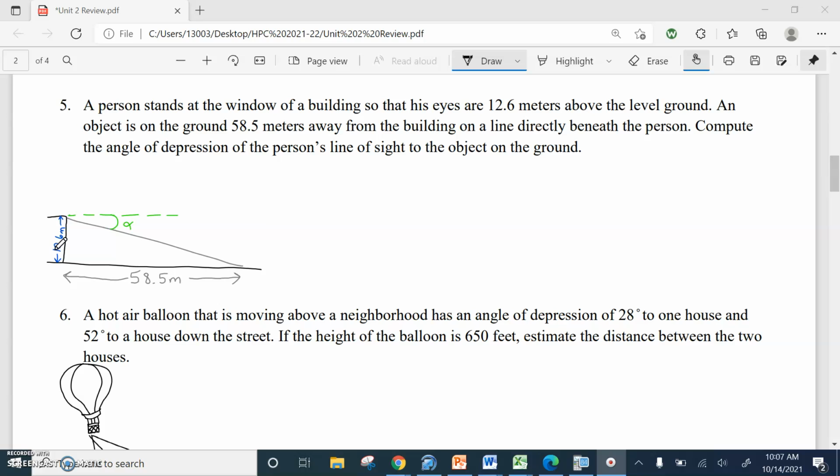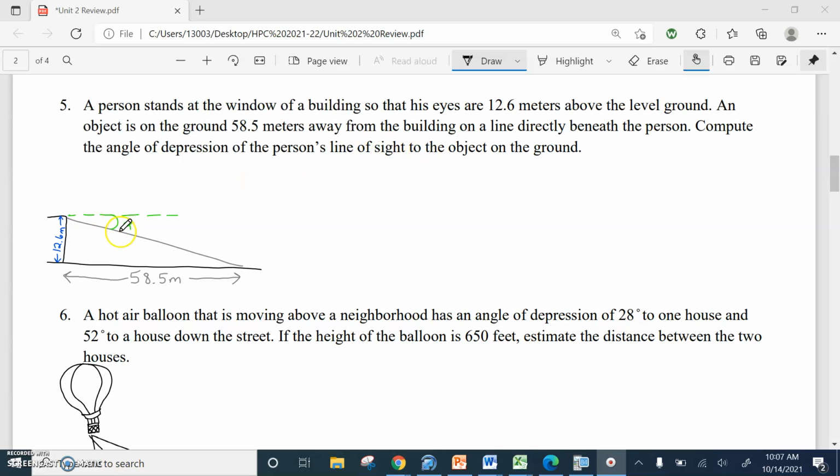An object on the ground, which is 58.5 meters away, so there's our gray, 58.5 meters away, was on a line directly beneath the person. I don't know that makes sense to me enough. All I know is I've got a 12.6 meter tall building, and I'm looking at an object that is 58.5 meters away. So let's compute the angle of depression of the person's line of sight to the object.